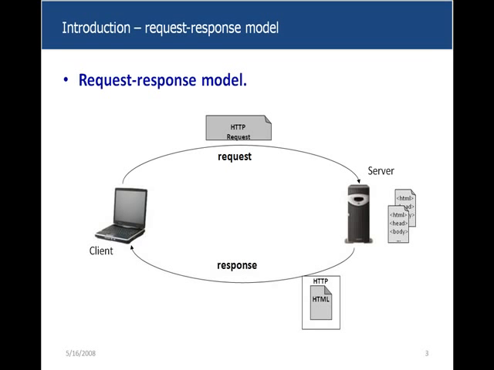Request response model. Let us discuss how communication takes place in the web world. There is a client and there is a server. Let us discuss these two things. What is a client and what is a server? A client is something or someone who is requesting some resource, and a server is a machine which serves the request made by the client.